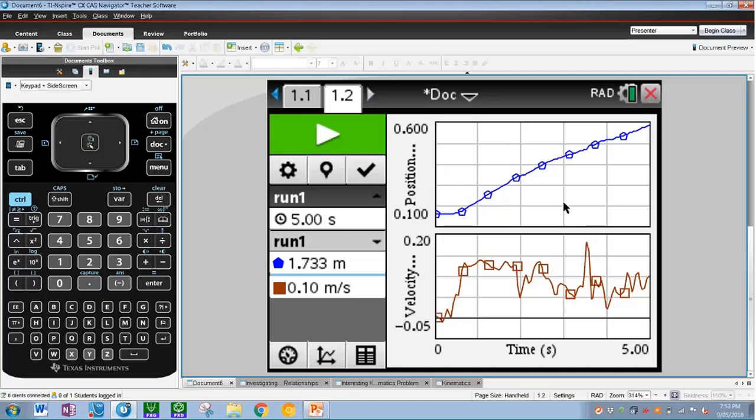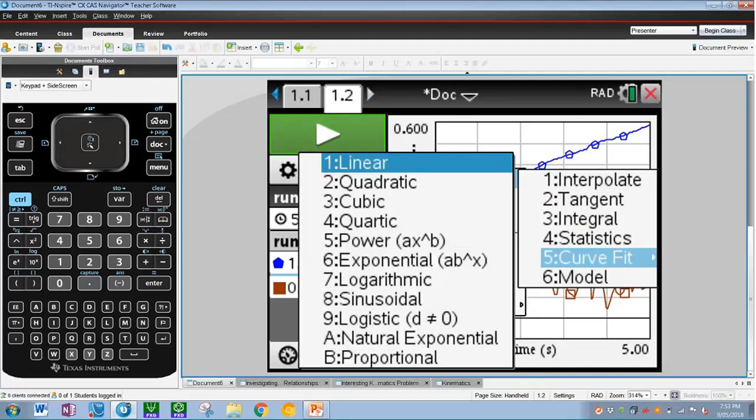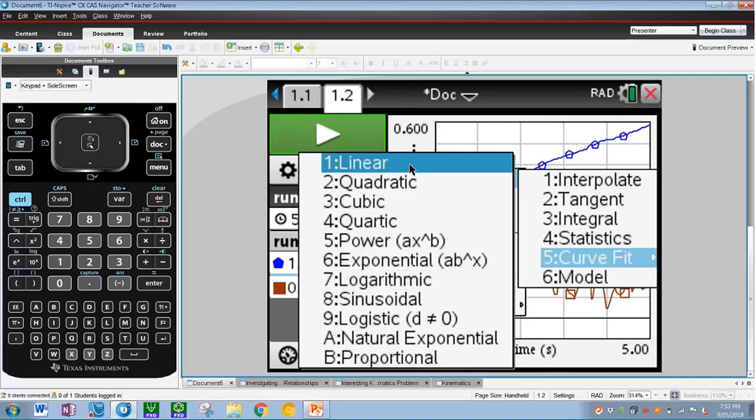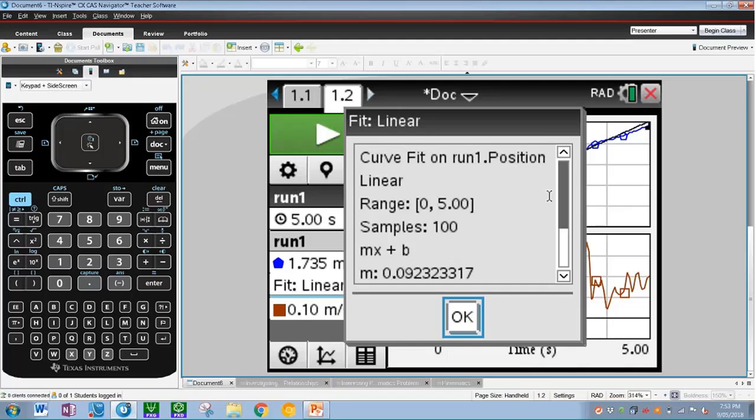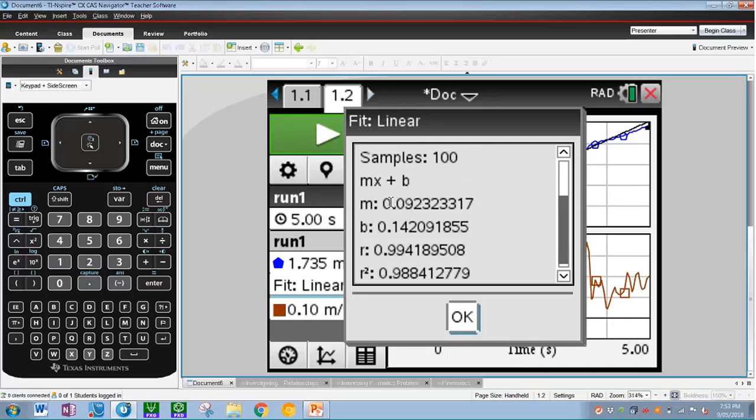Anyway, once you've got data, what you can do is right-click or control menu on the handheld, and then just go to Analyze, then Curve Fit, and then you can perform any one of these regression models to it. Of course, I'm trying to go for a linear model, so I go linear, and it's done a regression on that. As you can see, the gradient is 0.09, so that refers to a rise of 0.09 meters, or in other words, 9 centimeters per second. So the speed that I was rising the book was 9 centimeters per second.